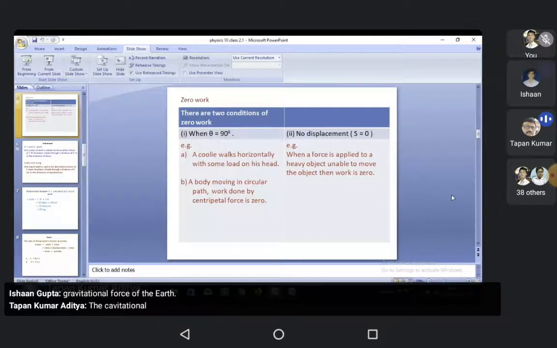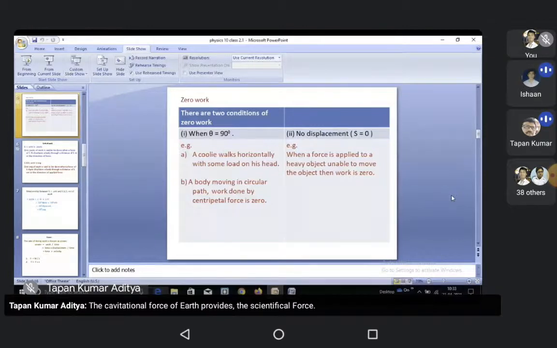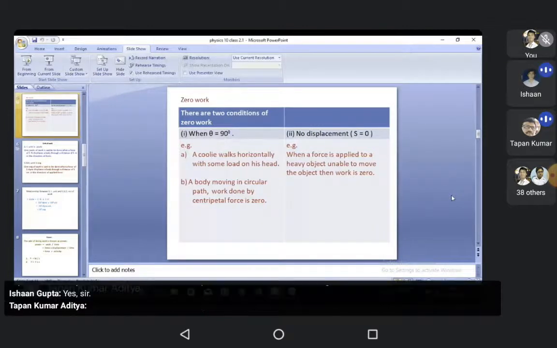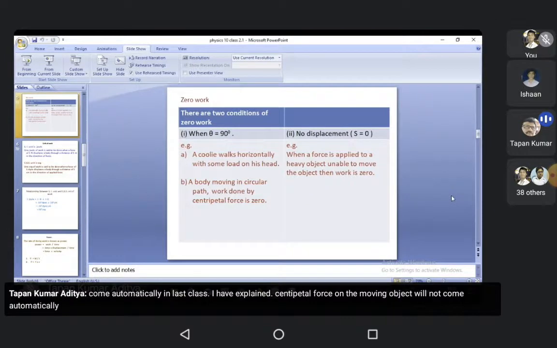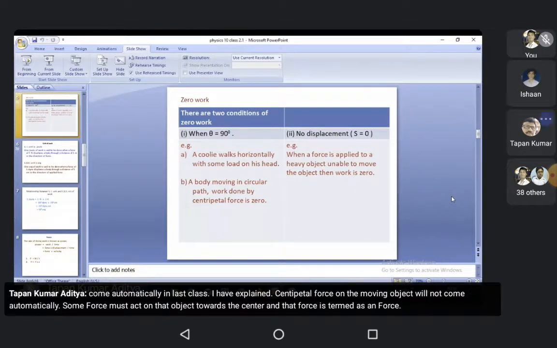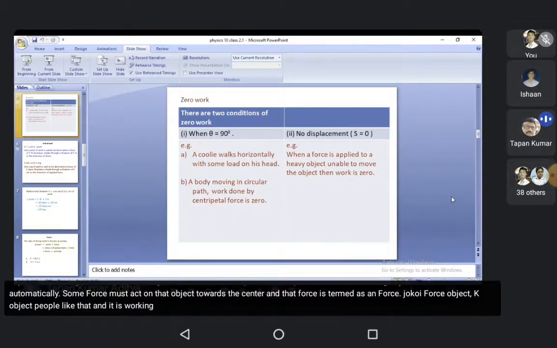The gravitational force of Earth provides the centripetal force. Right? Centripetal force will not come automatically. In the last class I have explained, centripetal force on the moving object will not come automatically. Some force must act on that object towards the center, and that force is termed as centripetal force. Whatever force acts on the object and is working towards the center of the circular path, that force is the centripetal force.